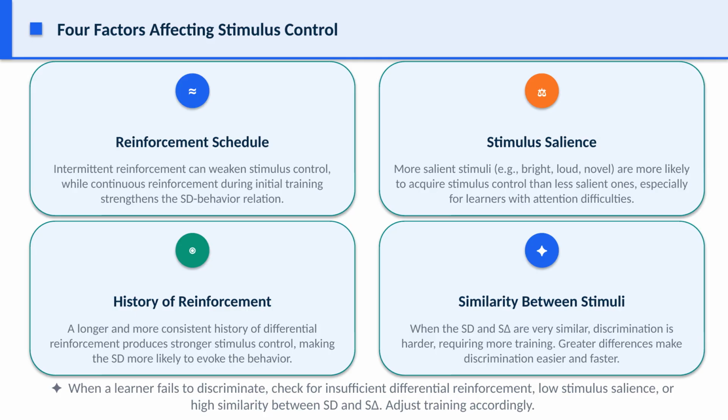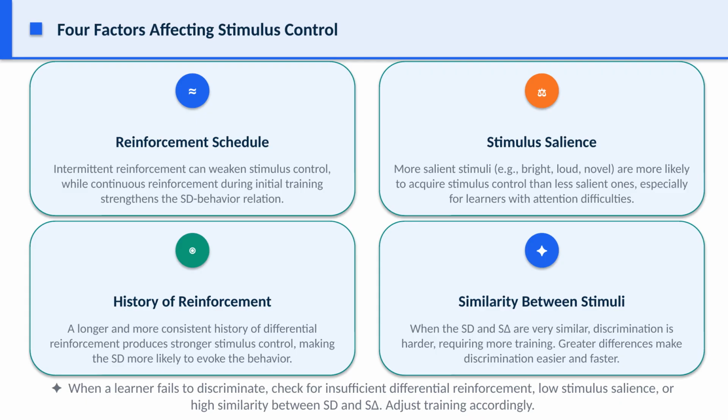When studying stimulus control for the BCBA exam, you must understand the 4 key factors that determine how effectively a discriminative stimulus evokes behavior. First, the reinforcement schedule matters. Continuous reinforcement during initial training strengthens the SD behavior relation, while intermittent reinforcement can weaken stimulus control over time. Second, stimulus salience plays a critical role.